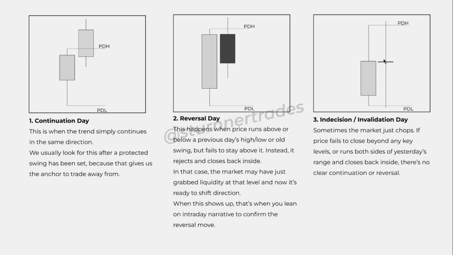The last, which is the invalidation day. Sometimes the market just chops around, and if today fails to close beyond any key levels, or maybe we run both sides of yesterday's range and close back inside, there is no clear continuation or reversal. And here is where discipline comes in, because sometimes the best trade is no trade.